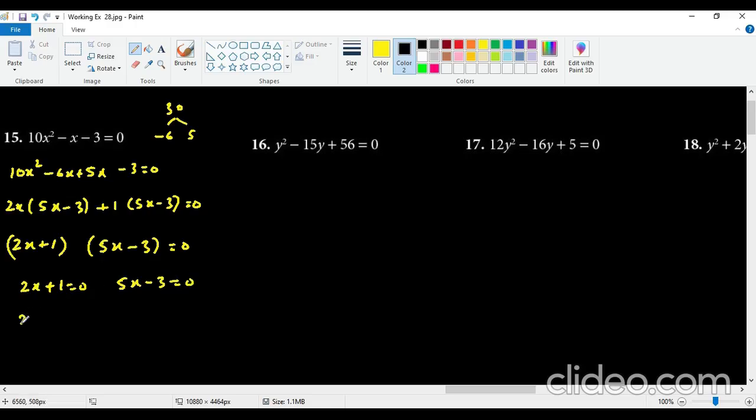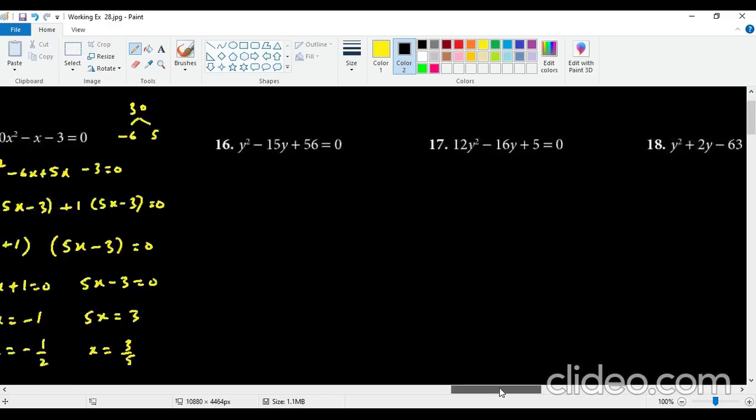So 2x will be equal to negative 1, and 5x will be equal to positive 3. x will be equal to negative 1 over 2, and x will be equal to 3 over 5 for question number 15. Moving on to question number 16.